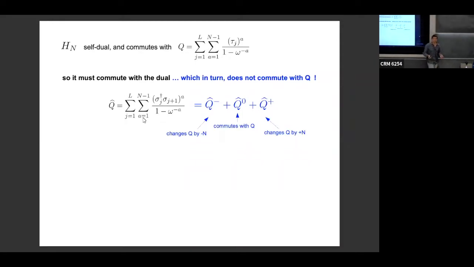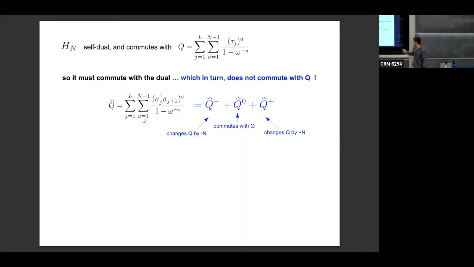And the important thing is that in turn, Q and Q hat do not commute. So Q hat is going to be the sum of sigma dagger sigma terms. And as I answered to Balázs, you see that it's actually the sum of three terms. One term, Q hat naught, which does commute with Q, but two terms, Q hat plus and minus, which don't commute with Q, and instead change it by plus or minus n. Okay, so recap: Hn commutes with Q and Q hat, which in turn don't commute with one another. So they generate some kind of non-abelian algebra, which is a symmetry algebra of H. And so the question is, what is this algebra?